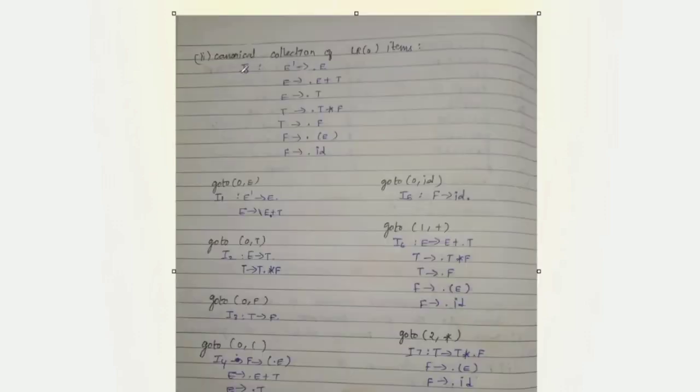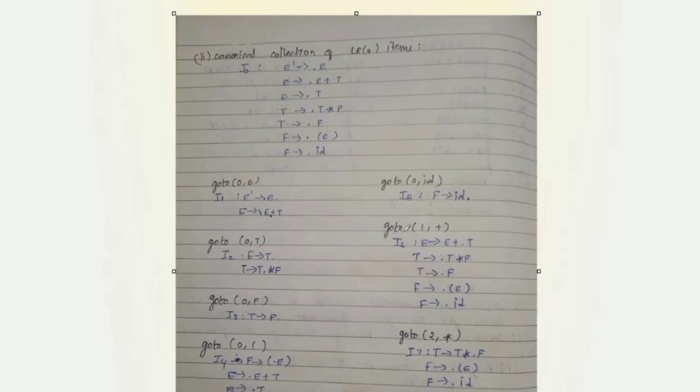Next transition, goto of item number 0 on the symbol ID. The production is going to be F tends to ID dot. ID dot is a final item, and it is considered as item number 5. So we finished the item number 0 closure part. Then move to item number 1. In item number 1, we have a final item E dash tends to E dot and the other production E tends to E dot plus T. Move the dot.